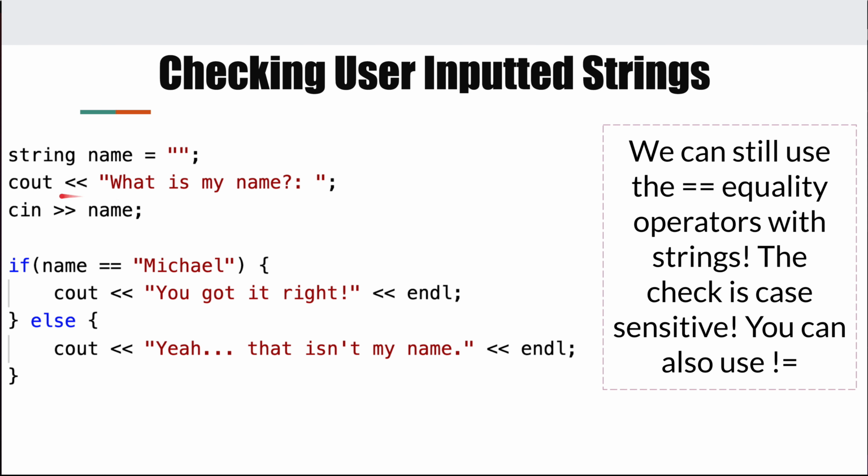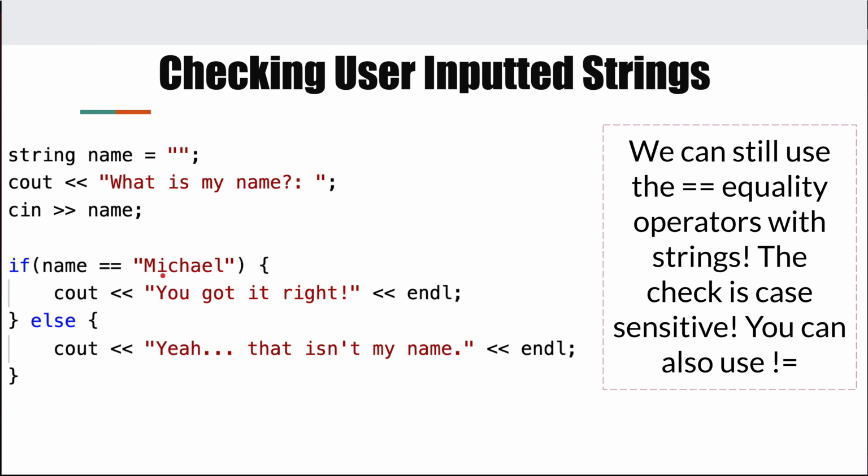Now for brevity, I didn't include the data type check. You would still want to do that, okay? But we can use the == operator to check equality, right? To see if name, whatever the user entered here, is the same thing as Michael. If it is, it would print out you got it right. If it wasn't, hey, that's not my name, okay?